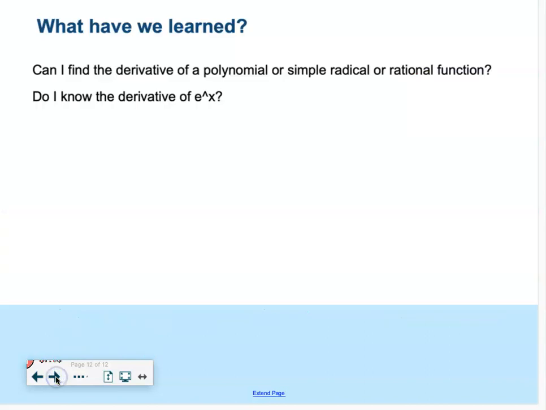That is it. So just make sure you know how to find a derivative of a polynomial. Make sure you know how to rewrite your simple radicals and rationals, and you know your derivative of e to the x, and have a great day.